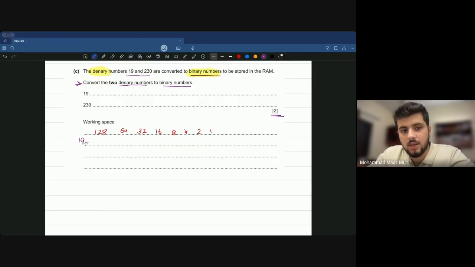For 19, this can't be on, this can't be on, this can't be on. Why? Because all of these values are greater than 19. 16, yes. 16 plus what is 19? 3. So I can turn on 2 and then 1. 2 plus 1 is 3, and 3 plus 16 is 19. So the others are going to be 0. The answer to the first one is 0 0 0 1 0 0 1 1.